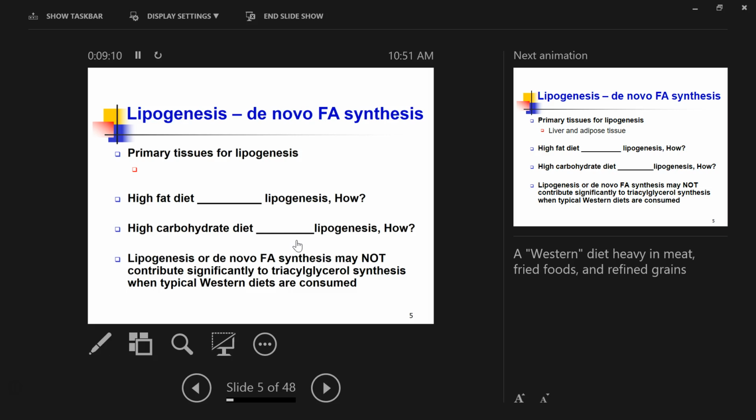And muscle can also do some fatty acid synthesis or lipogenesis, right? So here I just put the two main tissues, right? Liver and adipose tissue are the primary tissue for lipogenesis, but I also wanted to be aware that muscle can also do the fatty acid synthesis or lipogenesis.